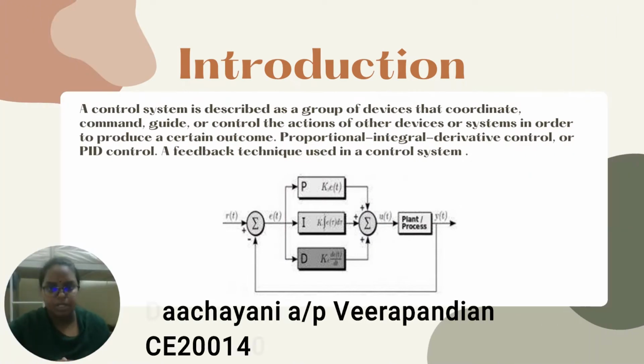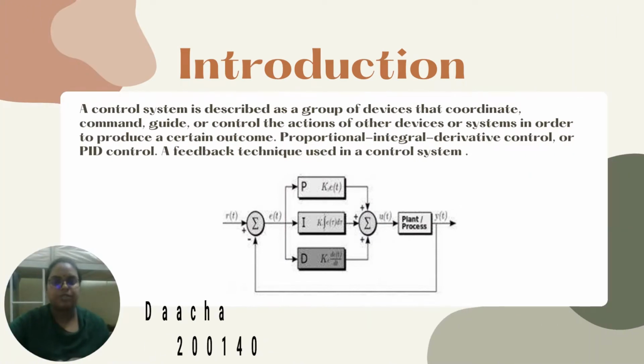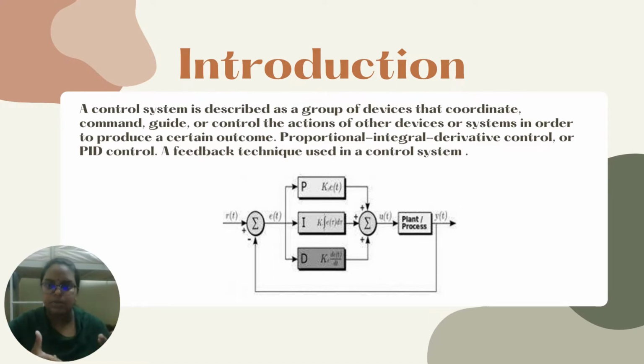And today I'll be presenting the introduction and literature review. In the introduction, I'll be explaining about control system and PID control system. So what is a control system? A control system is described as a group of devices that coordinate, command, guide, or control the action of other devices or systems in order to produce a certain outcome.